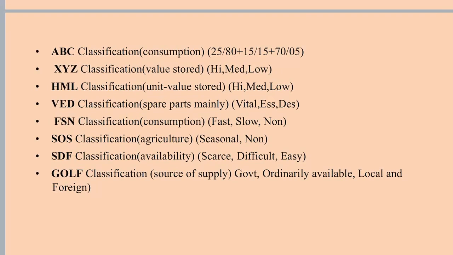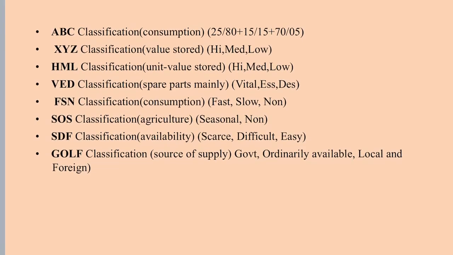Similar to that, according to the requirement, there may be different other measures also. It may be XYZ. ABC we have already discussed. XYZ means high stored value है, वो high है, medium है या low है. HML is based on the unit value. Unit means items कितने हैं, it may be high, medium or low. Then there is FNS also, that we have already discussed, FNSD. SOS classification is also there. SOS classification is generally for agriculture commodity, where we classify commodity as seasonal and non-seasonal commodity.